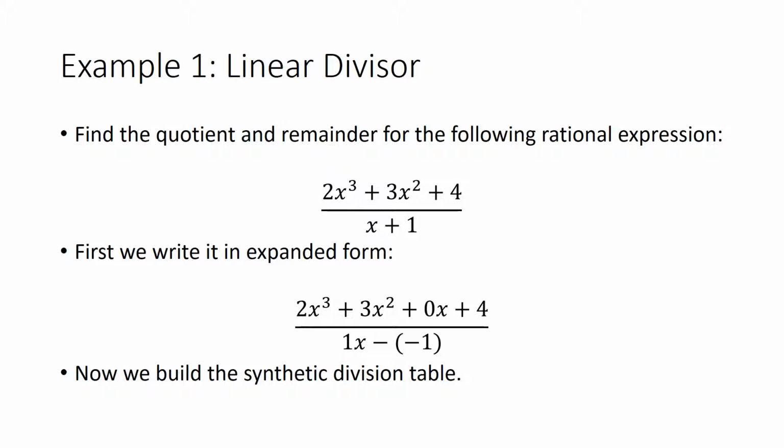Now this is our expanded form, and it has a few things that I want to note. First, we do have a 0 coefficient. Our original rational expression skipped the x term, so we add that back in with a 0 coefficient. Our leading term in the denominator has a coefficient of 1, and our terms in the denominator are being subtracted. So when you have an x plus 1 in the denominator, like shown here, we're going to change that to x minus negative 1. With these changes, we are now ready to build the synthetic division table.